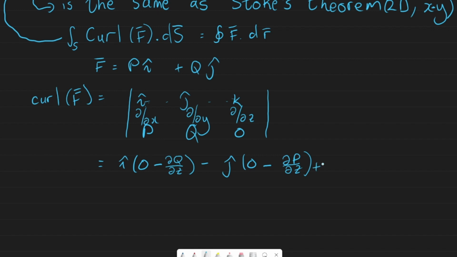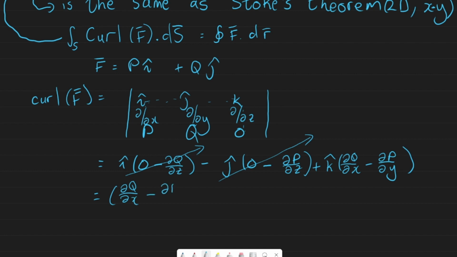And lastly, in the z direction, we block out the first row and the third column, so we're finding ∂/∂x of Q, that's ∂Q/∂x, minus ∂/∂y of P, that's ∂P/∂y. And you would see that there is no z component in our vector, so everything with respect to z is actually 0. This term is 0, that term is 0, and what we're left with is ∂Q/∂x minus ∂P/∂y in the k direction.